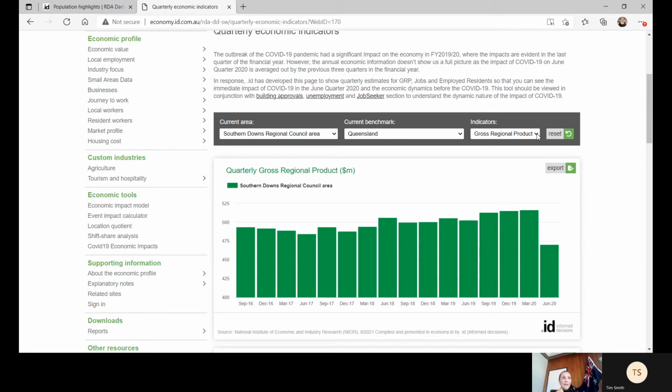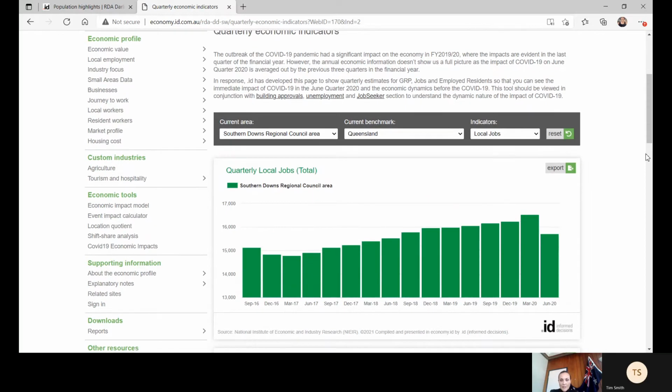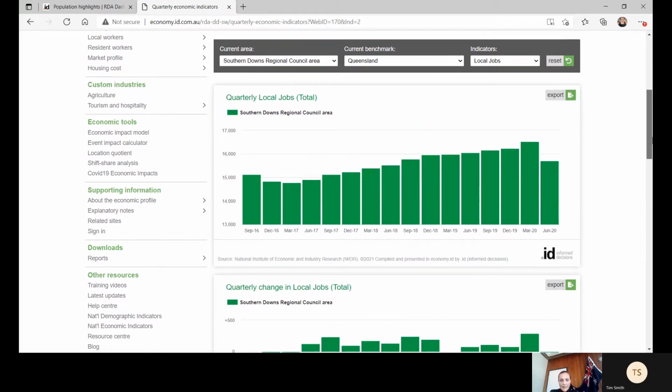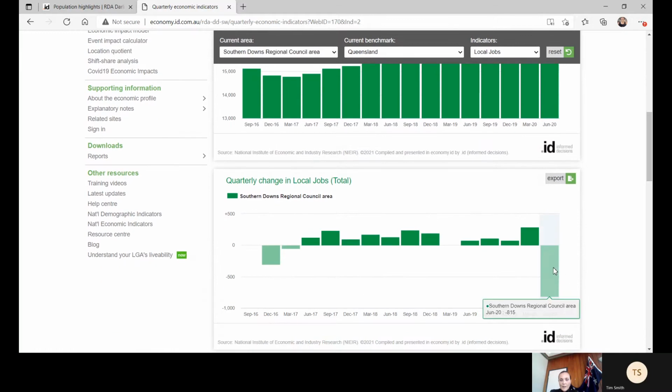Okay, so that's another one that council can keep an eye on. And I know Trudy sends out the information to say, look, that's been updated, but that's certainly one that is much more timely, similar to the JobSeeker information. Here we can see in terms of jobs what's happened. So we can see our fall in our local jobs was 815, and we saw that increase up around that amount in our JobSeeker information.